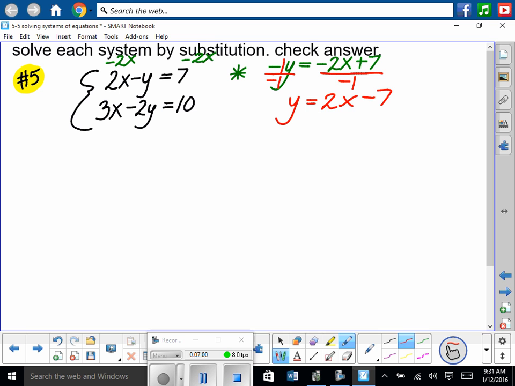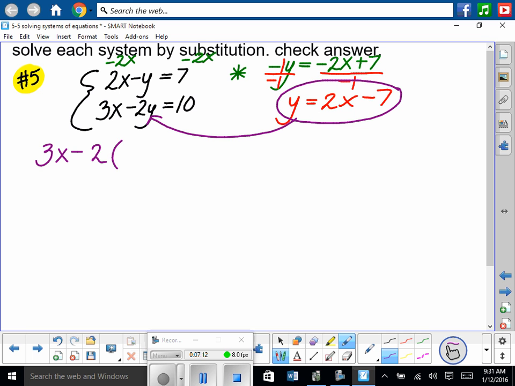So now I'm going to go ahead and make my substitution. I'm substituting that into the other equation wherever there's a y. When you make a substitution, use parentheses. So we have 3x minus 2 times, we're substituting in y. Instead of y, we're writing 2x minus 7. That's equal to 10. Then from there, you've got to do some algebra correctly.